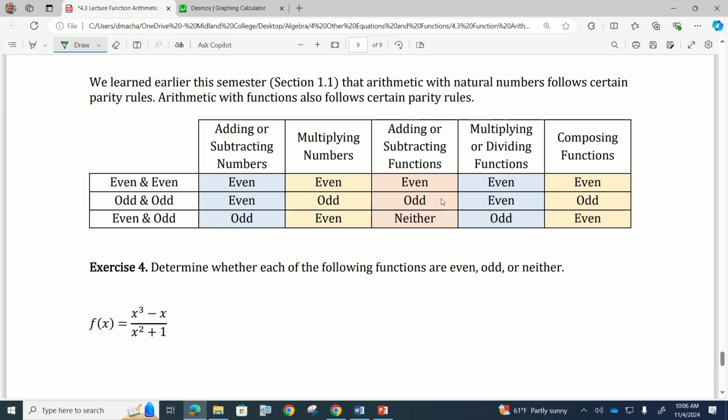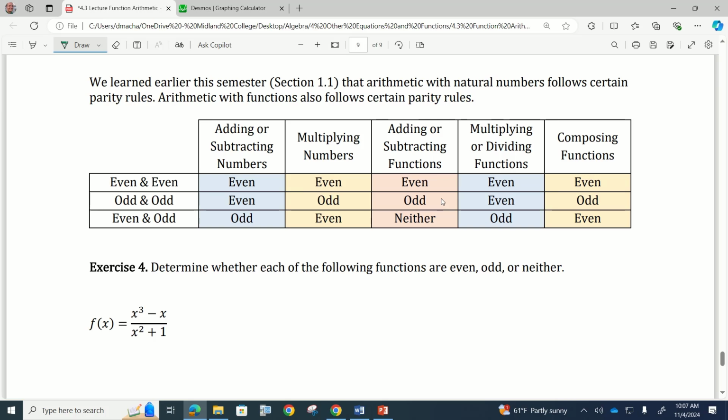So there are rules for adding and subtracting even and odd numbers, and there are rules for multiplying even and odd numbers. Now, if you add or subtract functions, adding and subtracting even functions will give you an even function. It won't mess up the symmetry. Adding or subtracting odd functions will give you an odd function. That doesn't mess up your symmetry either. But if you add or subtract even and odd functions, it gives you a function that has neither symmetry, right?